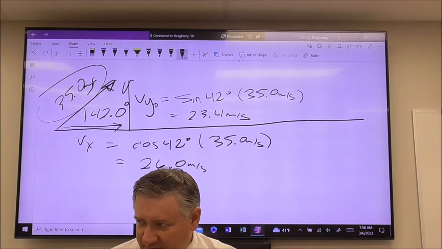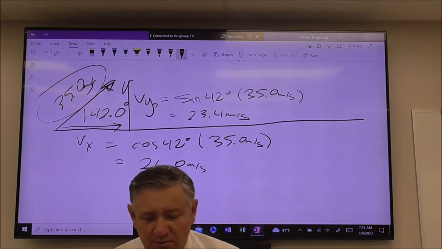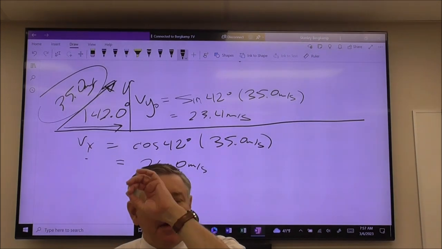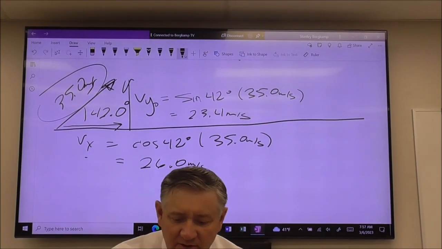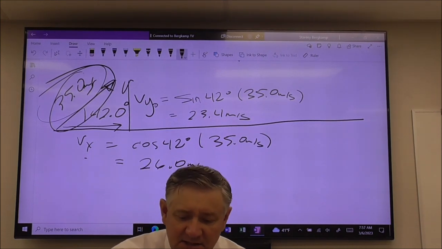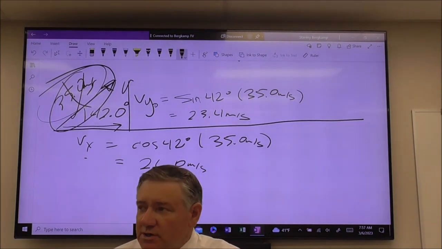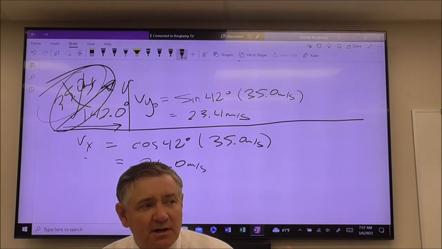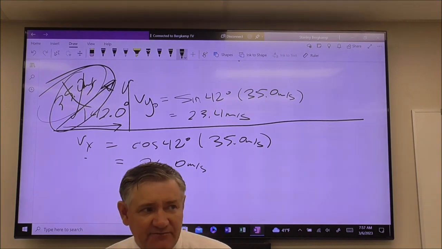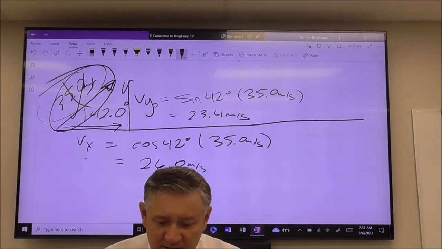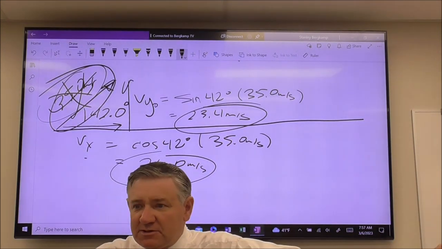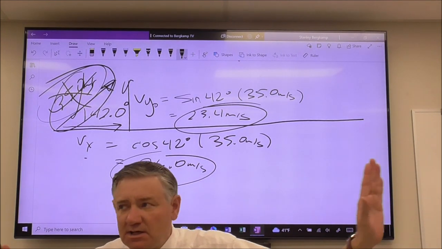You get a problem like this. This is the first thing that you do. You break it up into your VX and your vertical components, and then you never, ever speak of that 35 meters per second again, okay? It is dead to you, okay? Never speak of it again. It is a gateway vector that allows you to find VX and VY. Once you get VX and VY, mark through that 35 meters per second, do not ever use it again.